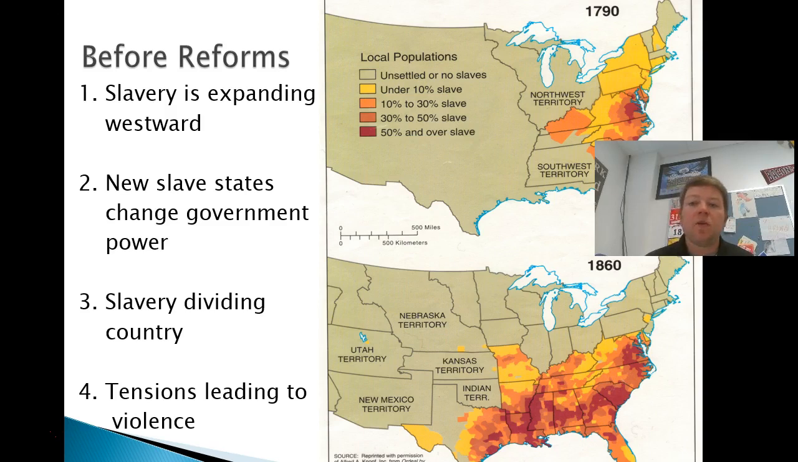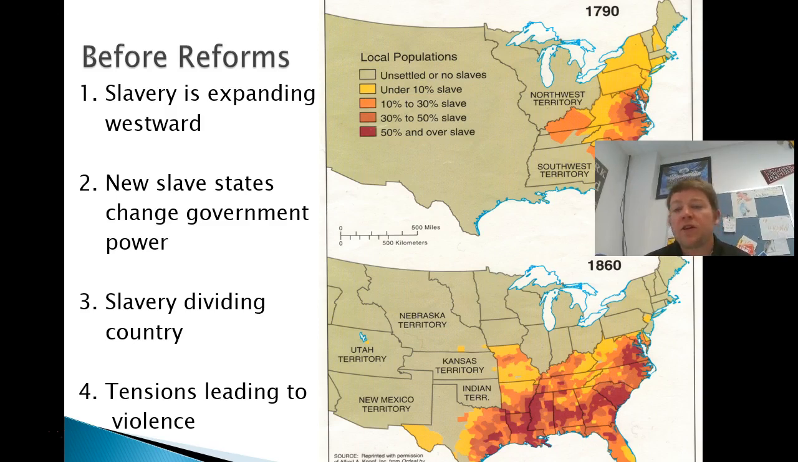Slavery is expanding westward, so anything on the map that is yellow, orange, brown, or red means those states have slaves. Yellow means a little bit, orange means a little bit more, brown means a little bit more, and red means most of the population is going to be slave. And you can see by 1860 that slave population has moved south and west.